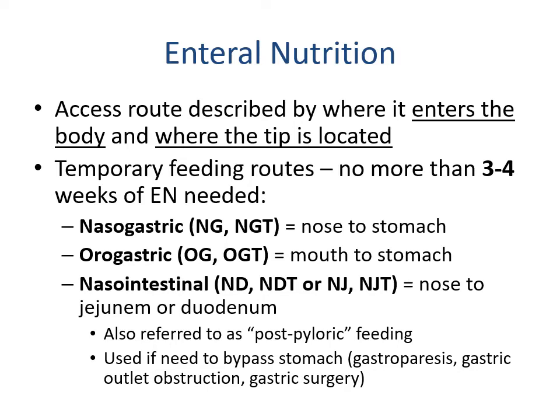We have the nasointestinal tubes, which start in the nose and they end in the intestine. So these can be ND tubes or NJ tubes. And so the ND tube is in the duodenum and the NJ tube is in the jejunum. Now these are also referred to as post-pyloric feedings. So again, we're going below the pyloric sphincter or through the stomach.